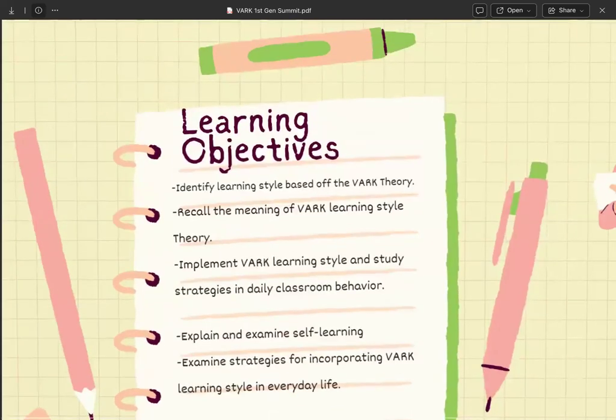Our learning objectives today are to identify learning style based off the VARK theory, recall the meaning of VARK learning style theory, implement VARK learning style and study strategies in daily classroom behavior, examine and explain self-learning, and examine strategies for incorporating VARK learning style in everyday life.